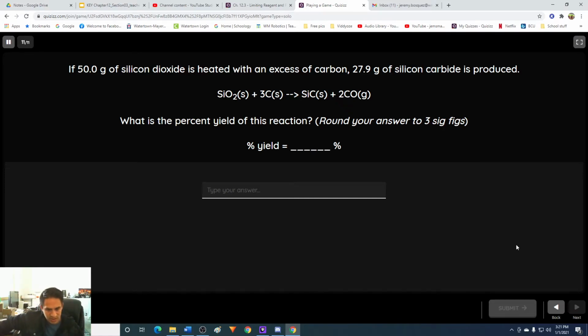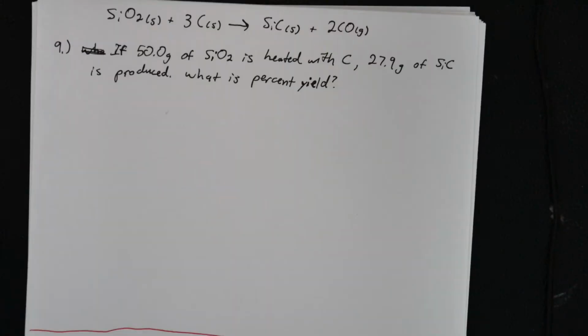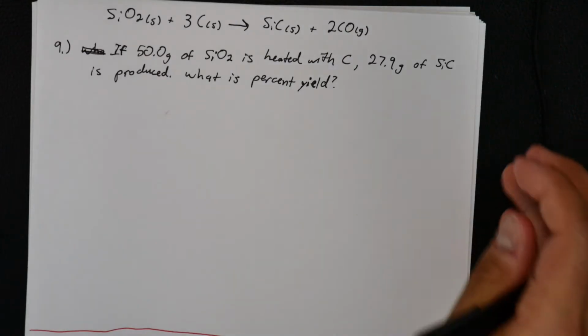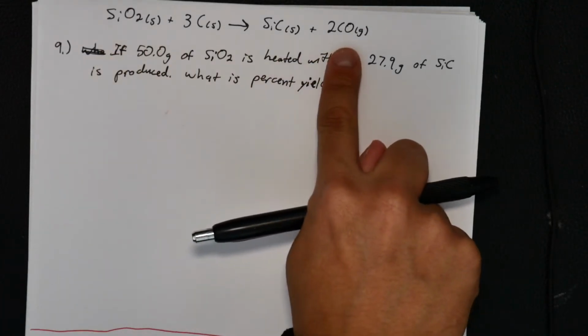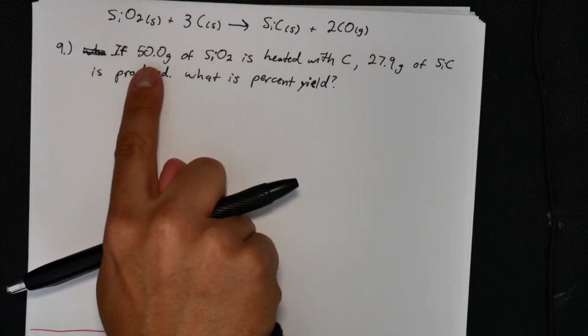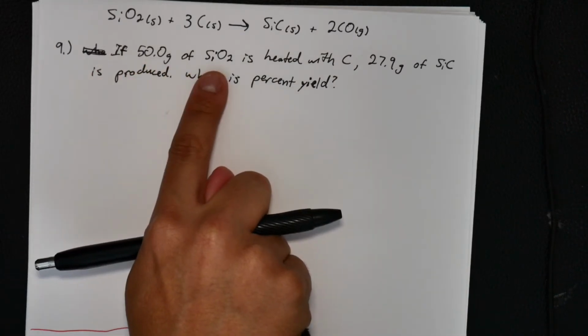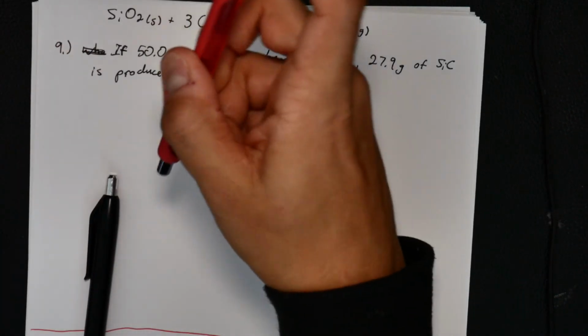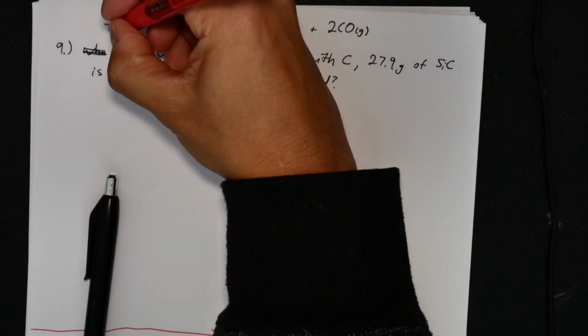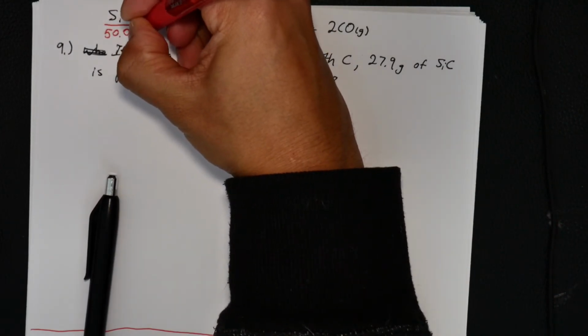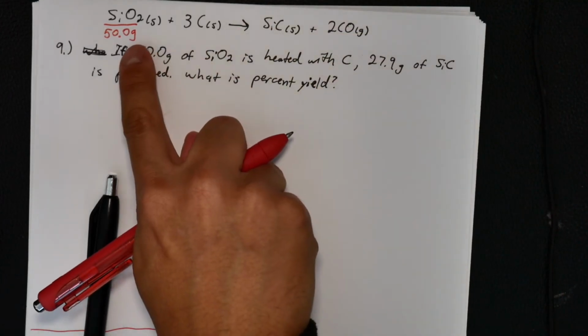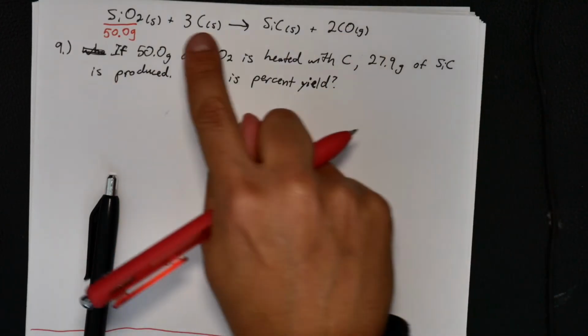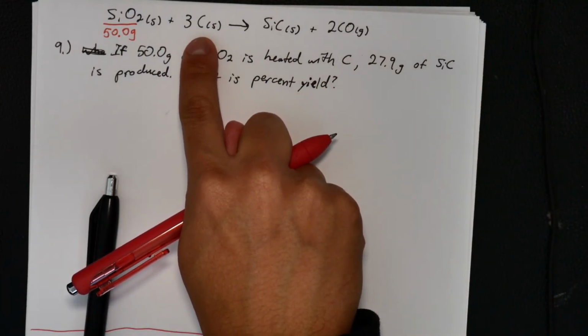All right, so let's switch back to our paper one last time. I have this already written out for us. So here's our reaction. And we have 50 grams of silicon dioxide. That is this material, 50 grams of this material. So if we have 50 grams of this, we heat it with the carbon, they don't tell us how much carbon we have.